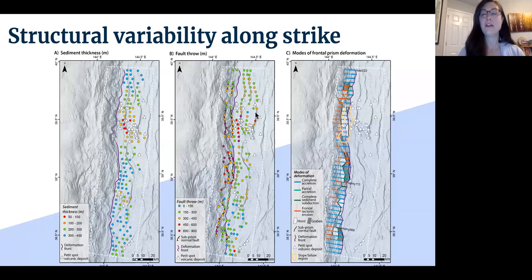We also find significant variations in fault throw along the strike of the margin, where the purples and reds indicate faults with the highest magnitude of throw, and greens and blues indicate faults with lower magnitudes of throw. And again, we find that the highest fault throw seem to be associated with regions of petit spot volcanism. Finally, if we map the modes of frontal prism deformation and the décollement structure, we find that there is variation between nearly complete sediment accretion in blue to partial sediment accretion and sediment subduction in green, to locations where there's tectonic erosion in subducted graben in red. All of these parameters are varying over very short spatial scales.